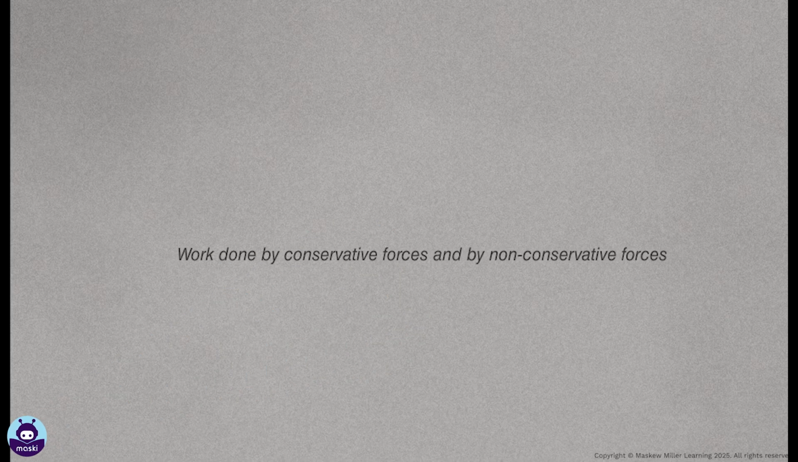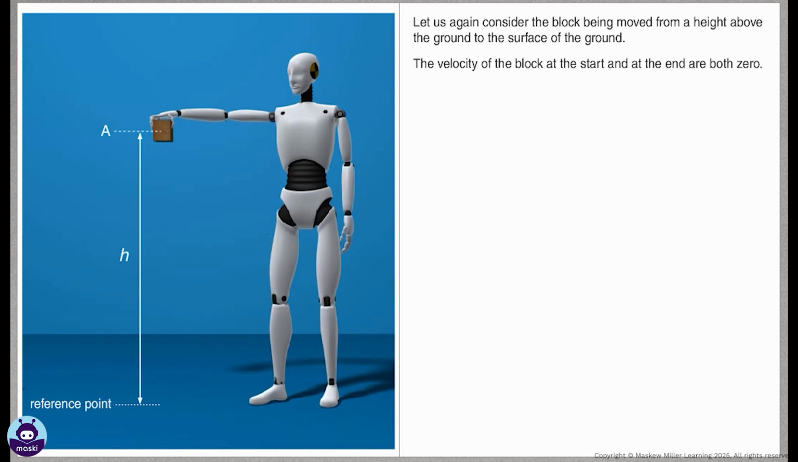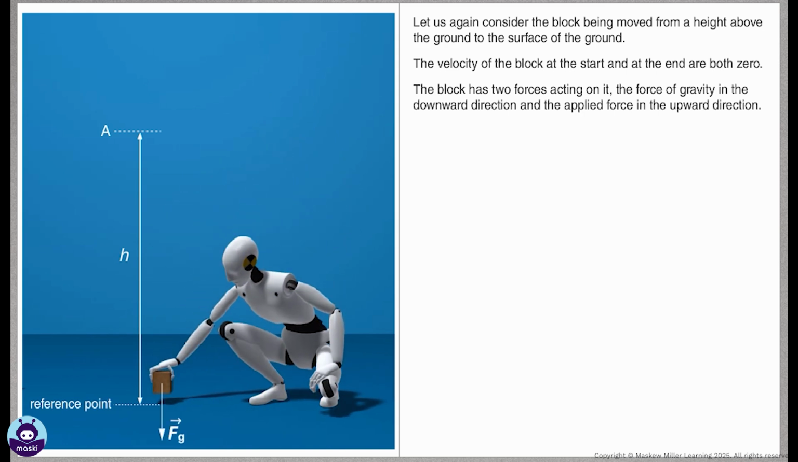Work done by conservative forces and by non-conservative forces. Let us again consider the block being moved from a height above the ground to the surface of the ground. The velocity of the block at the start and at the end are both 0. The block has two forces acting on it, the force of gravity in the downward direction and the applied force in the upward direction. The work done by gravity can be found easily. Wfg equals mg times h times 1 equals mgh.